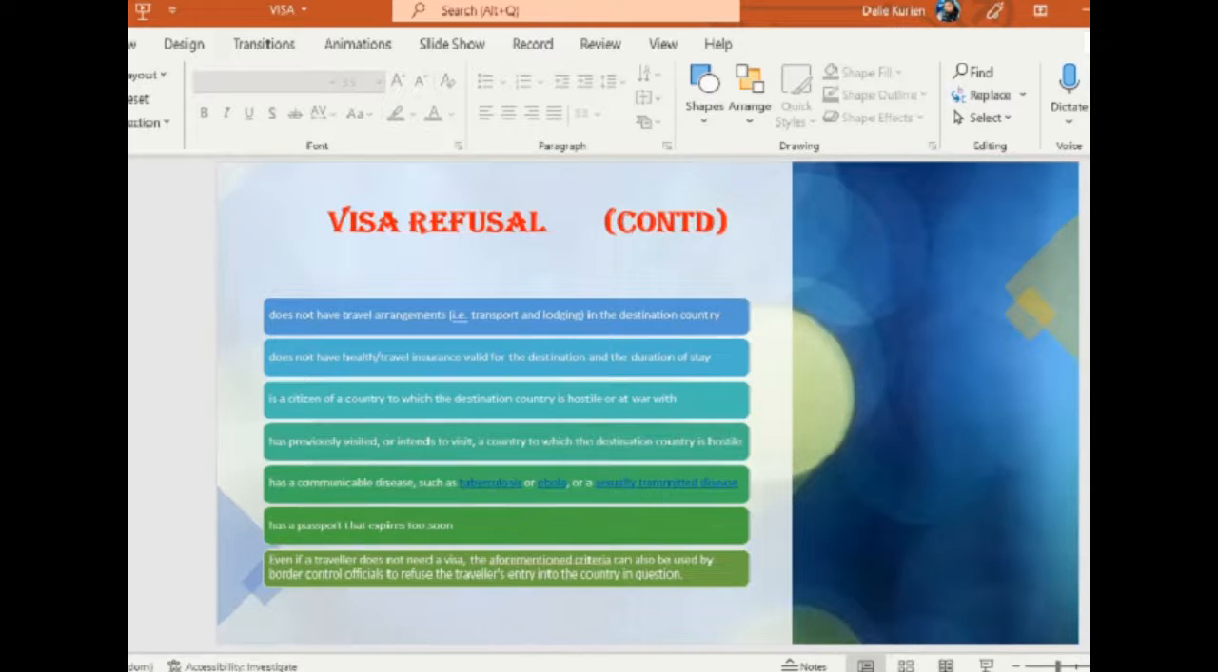So these are all the kind of things. If you don't have proper travel arrangements, that is, where you will stay in the destination country, you don't know where you will stay, that is again a gone case. So visa refusal will happen. You do not have a health or travel insurance with you.